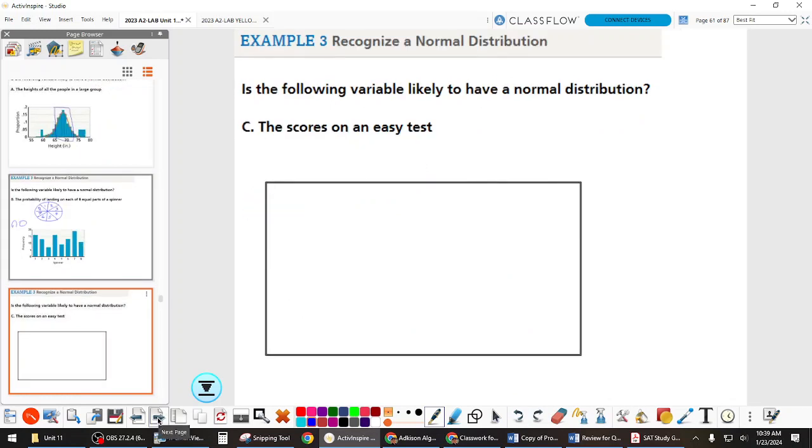All right, another one. Scores on an easy test. So let's think about if I gave your class a multiplication facts test. Maybe 2 problems with fractions. Is that normal or skewed? Which way? Which way would the skew be? Think about where the high bars would be and the low bars would be on an easy test. Okay?